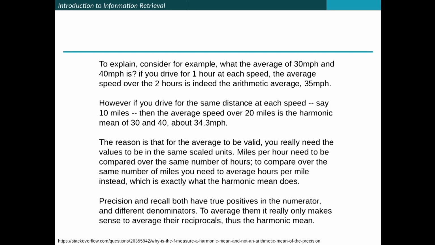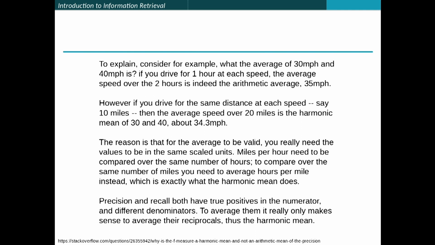Another good explanation of why, to compare precision and recall, we need the harmonic mean is this example that you find on Stack Overflow. It is very nice to me, I think it's very significant. Assume that you want to compute the average speed of a system running at 30 and 40 miles per hour. If you drive 1 hour at each of the two speeds, you get an average of 35. 1 hour at 30 miles per hour, 1 hour at 40 miles per hour. You combine 30 plus 40 divided by 2, 70.